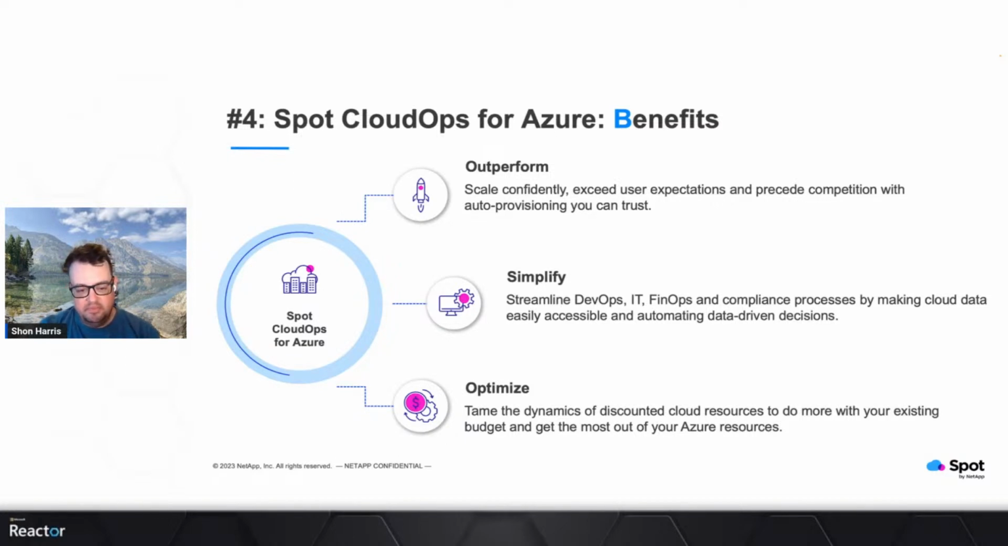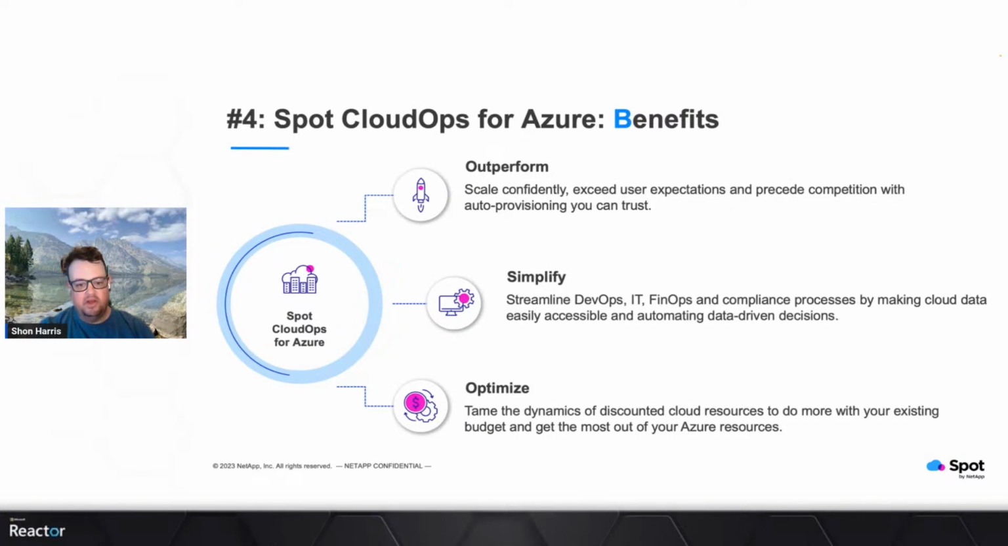And we optimize, right? Our key goal is optimization. So we tame the dynamics of a discounted cloud so that you can go in and use your existing budget and get the most out of your spend, which in turn leads to you being able to innovate your product a little bit more, as well as explore other services. Being able to go in and say, hey, let's look at containerizing a workload. Let's explore some new way of doing the storage for our workloads.